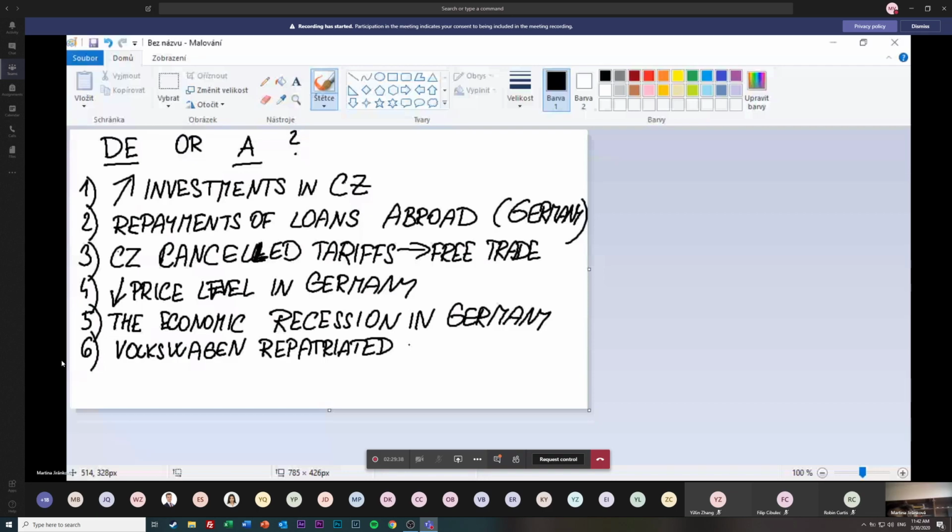Once more, there will be more imports. What does it mean? That means that the importers would like to buy more foreign currency, and will supply more Czech currency. That means there will be again depreciation of the Czech currency, the Czech crown.